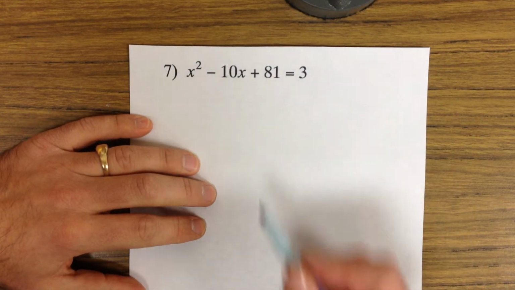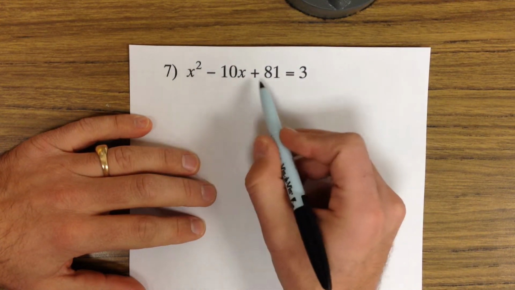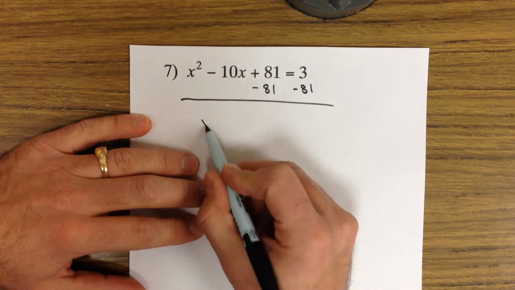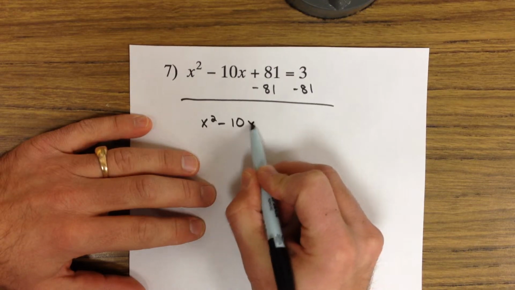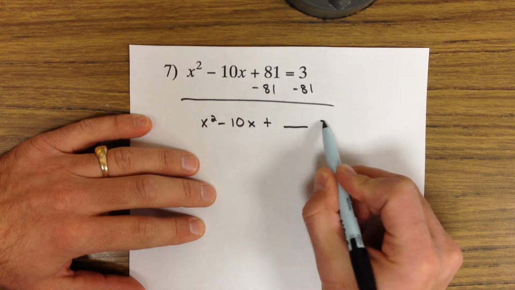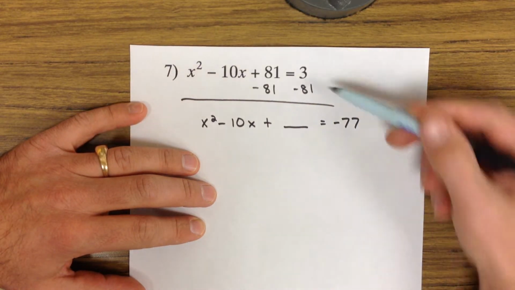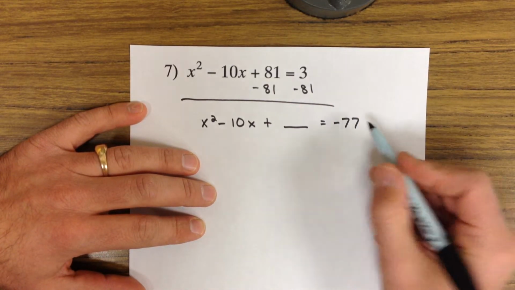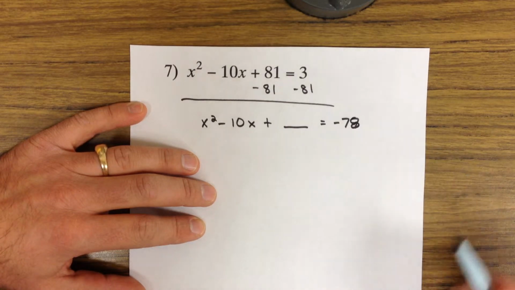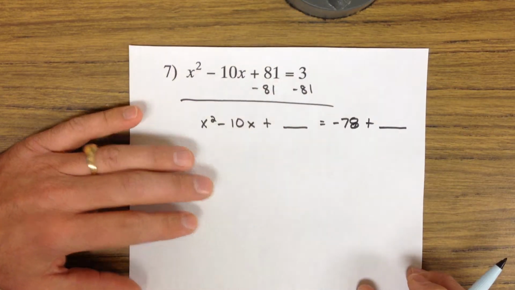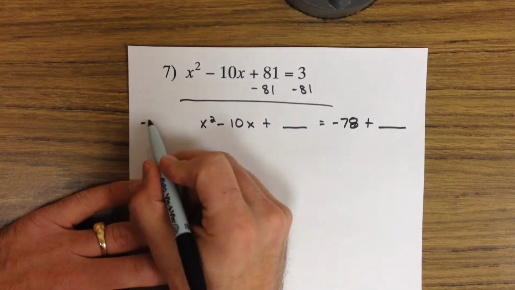Excuse my cough. Okay, again, going to get x squared and x by itself. So I'm going to subtract 81 from both sides. X squared minus 10x. Going to add something to both sides. Looks like this is going to be -77 when I put those two together, or 78. Okay, and then add something to both sides. So what is that something?